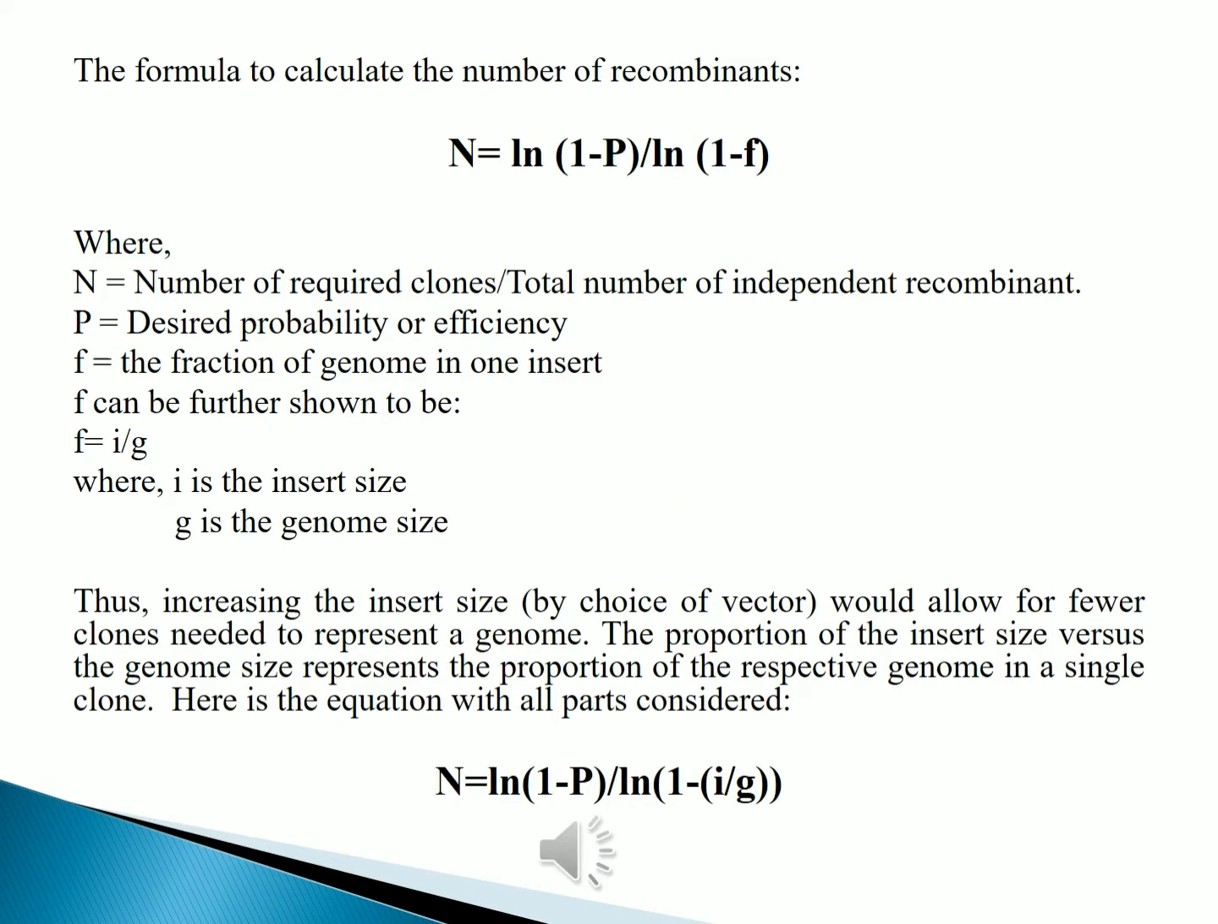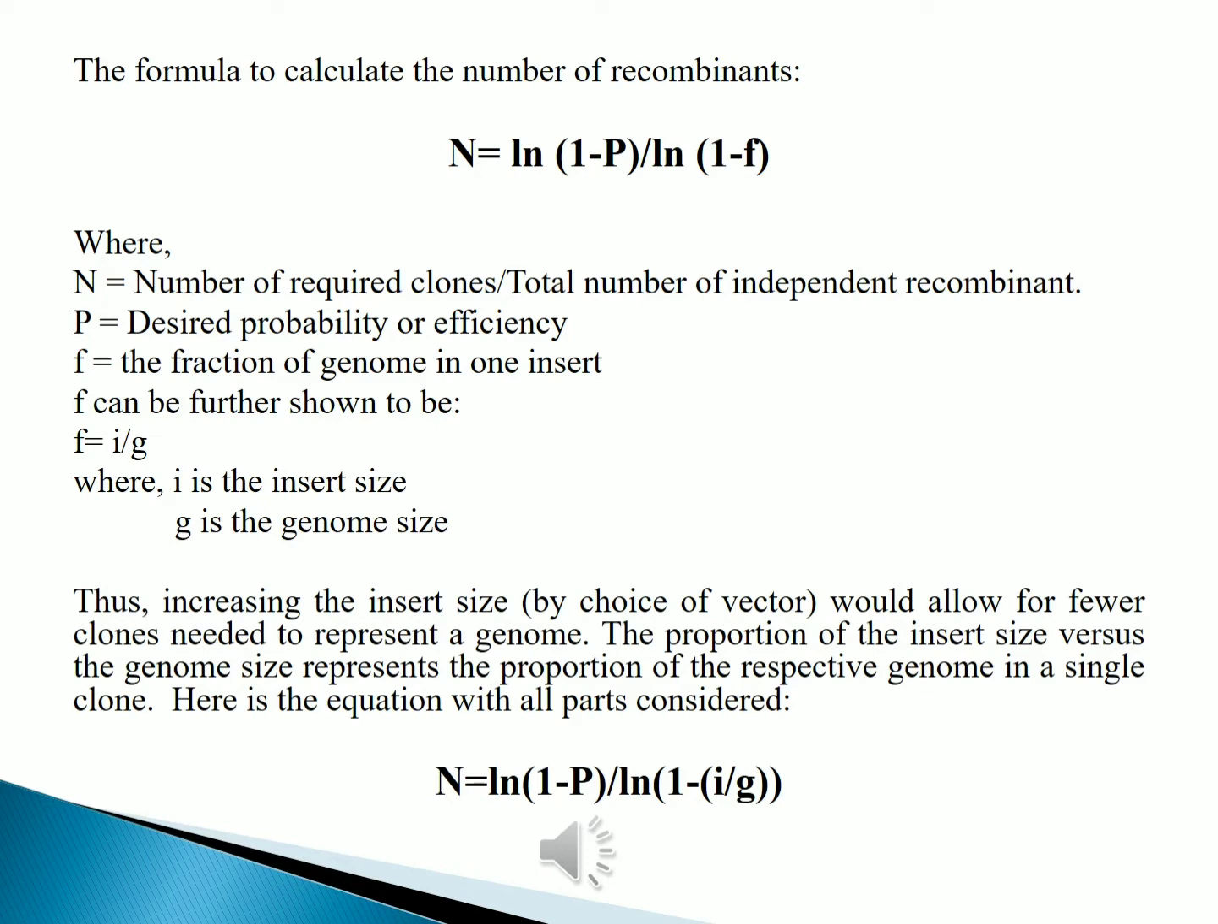The formula which is used to calculate the number of recombinants is N = ln(1 - P) / ln(1 - f), where N is the number of clones required or the total number of independent recombinants, P is the desired probability or efficiency, and f is the fraction of genome in one insert, which can also be represented as f = I/G, where I is the insert size and G is the genome size.